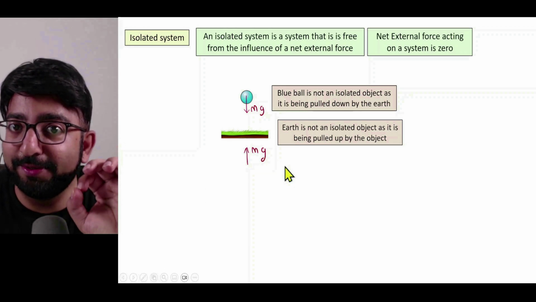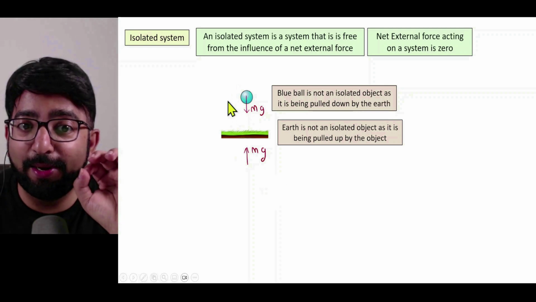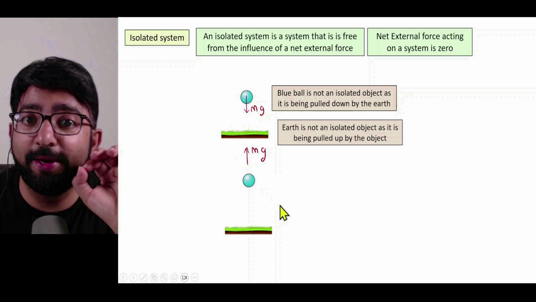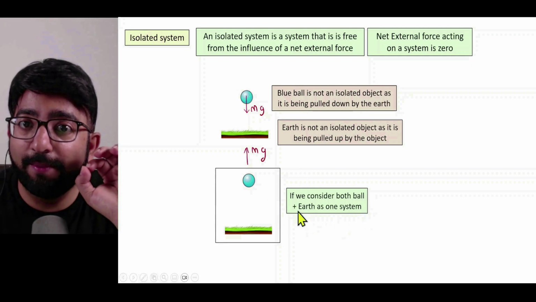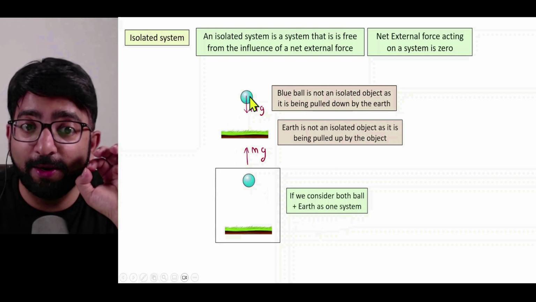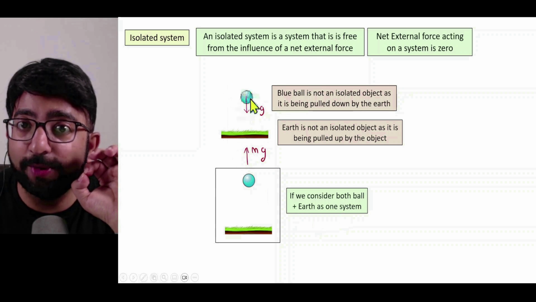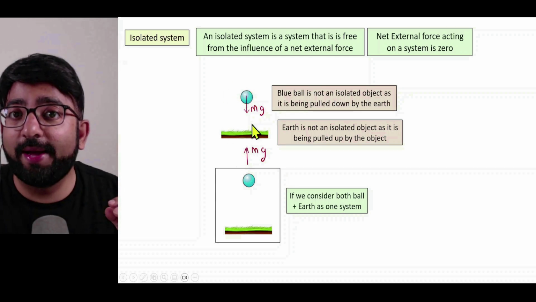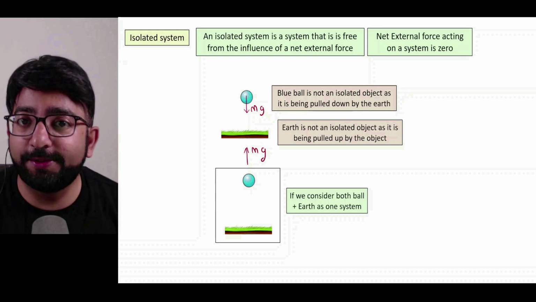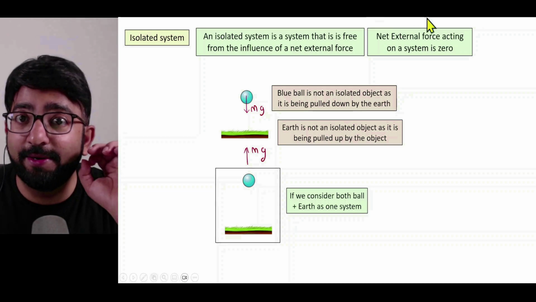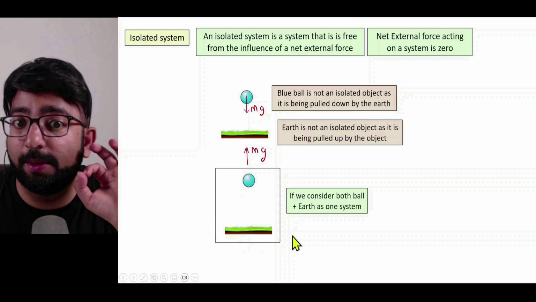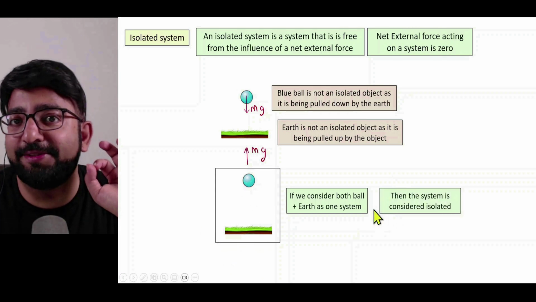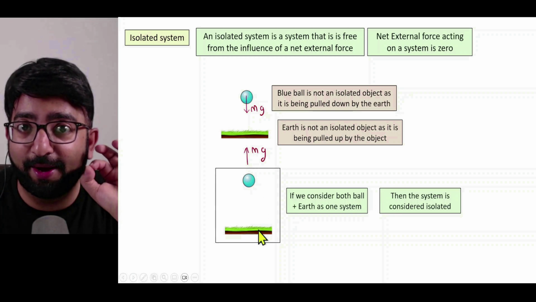But to solve questions, we do something interesting. We combine the ball and the ground into one system. If we consider both ball plus earth as one system, then whatever forces are acting between the ball and the ground will act as an internal force of the system. So we can say that the net external force acting on the entire ball-earth system will be zero, and then this system is considered isolated.